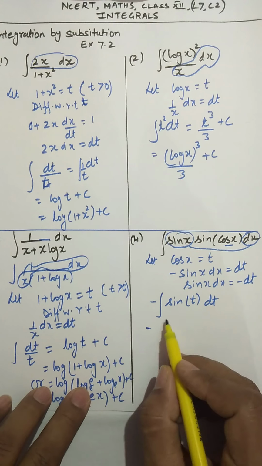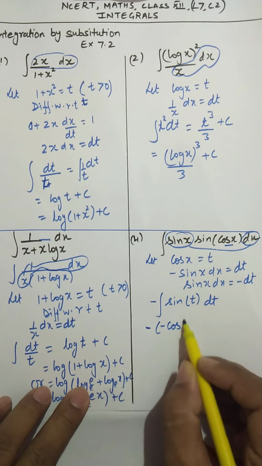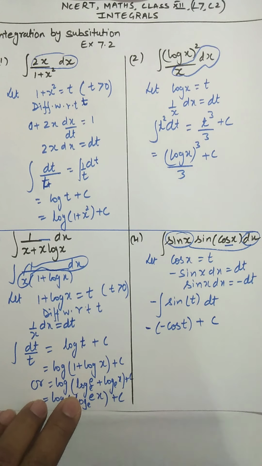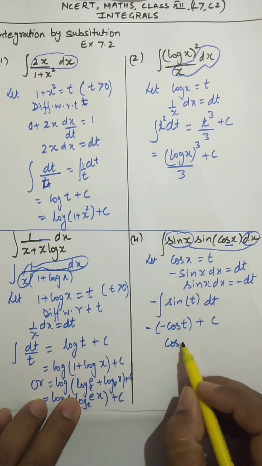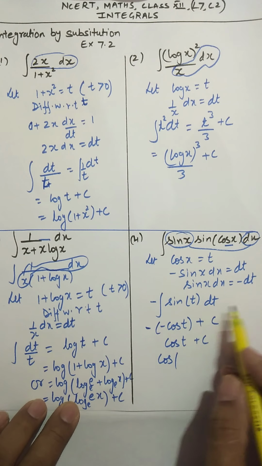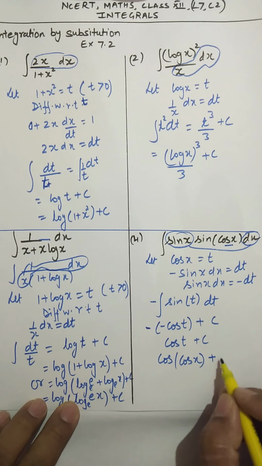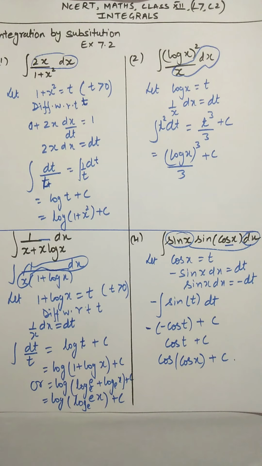Now sin t, you know the integration of sin t is minus cos t, and this is plus c. So minus and minus, this is plus cos t plus c. Now you can again simplify what you put in the beginning, t, you assume this as cos x. So this is cos into cos x plus c. This is your final answer.